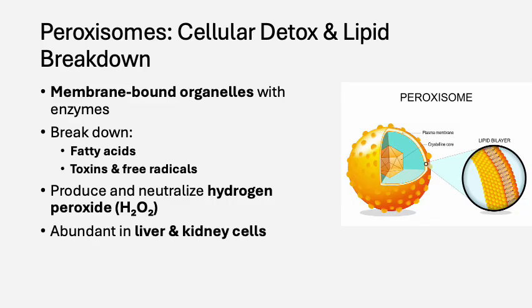Peroxisomes are small membrane-bound organelles that contain enzymes involved in detoxification and lipid metabolism. They break down fatty acids and neutralize toxic substances, including harmful byproducts of cellular metabolism. Peroxisomes also produce and degrade hydrogen peroxide, preventing damage from reactive oxygen species. These functions are especially important in cells in the liver and the kidneys.